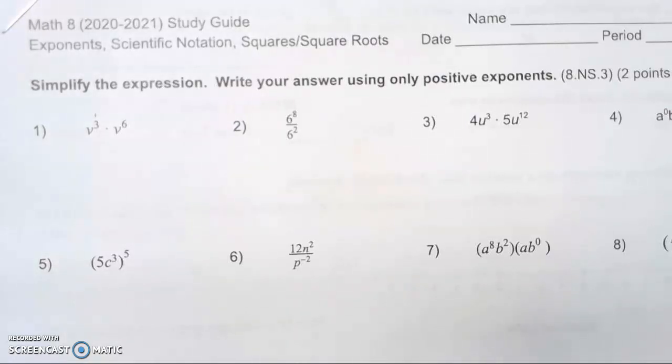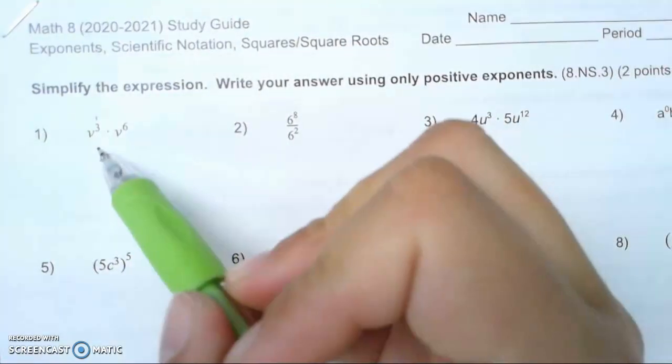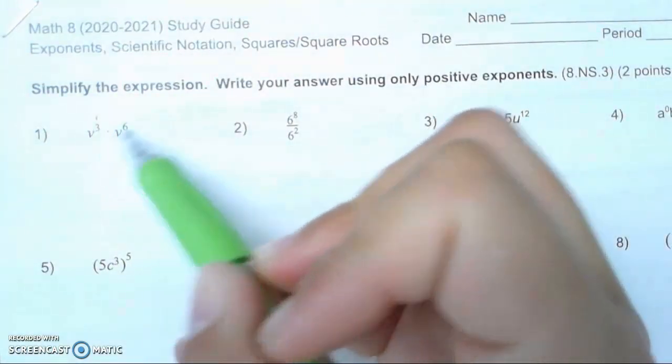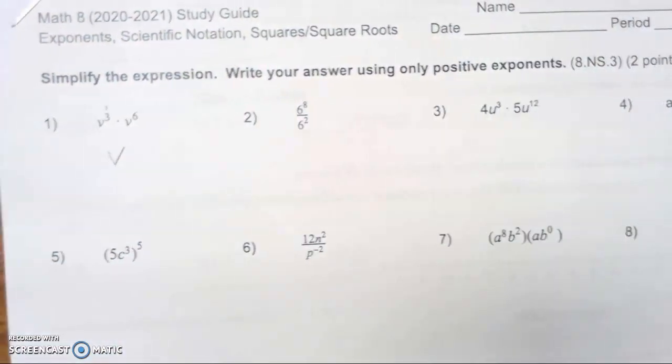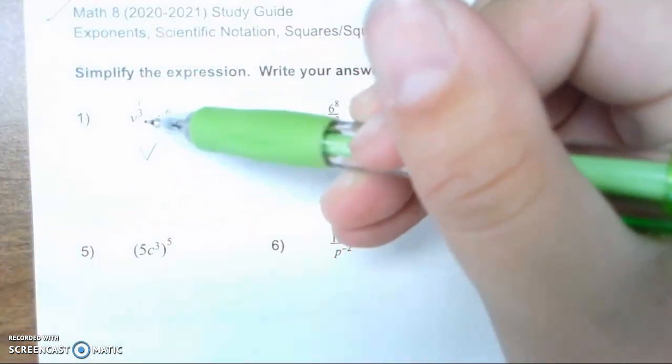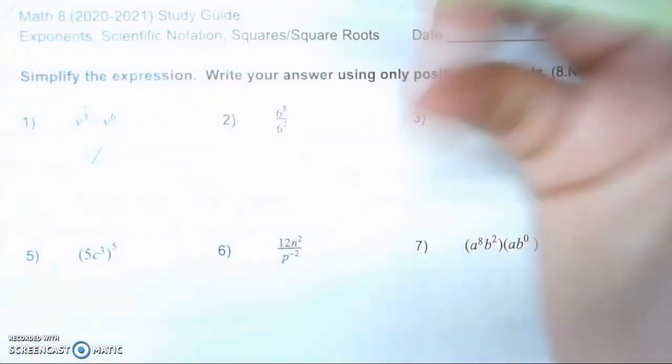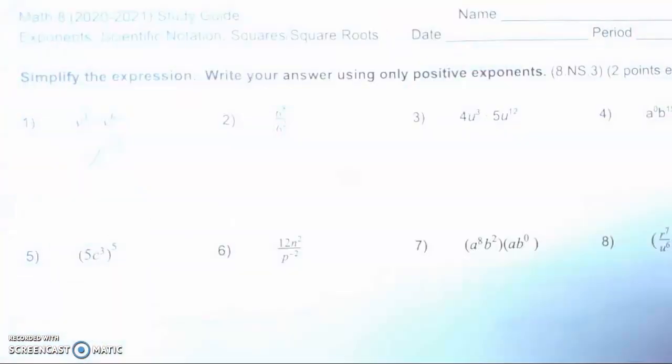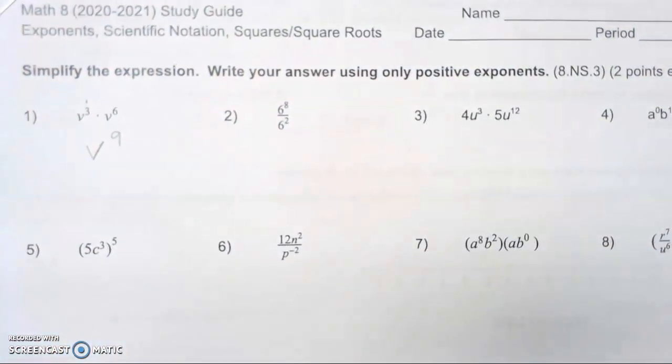So let's just review. So remember that when you have the same base with exponents and you're multiplying, you're going to keep the base the same. So in this case, v is going to stay v as our base, and then you'll just add your exponents. So 3 plus 6 gives you 9, so your answer is v to the 9th.